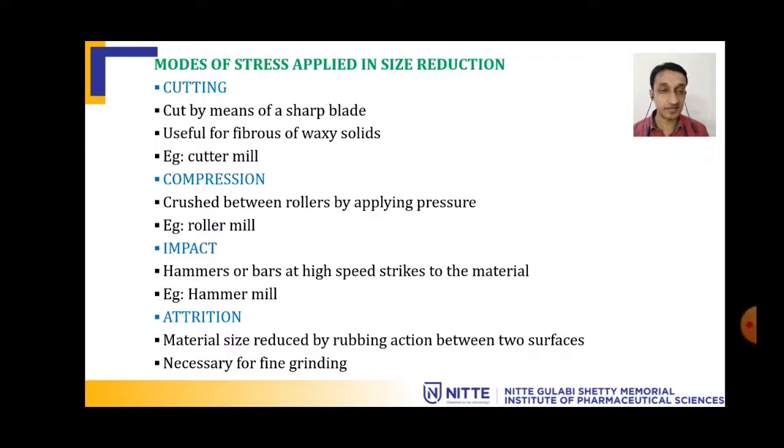Attrition. What is attrition? It is size reduction of the material by rubbing it between rough surfaces. The material will be put in between 2 surfaces which are rough in nature, and these surfaces will be rubbed together so that the particles in between will get shredded, and they will become smaller or fine particles. This is necessary for fine grinding. So if we require very small, ultra small size particles, the best method is attrition, which can cause extensive size reduction.